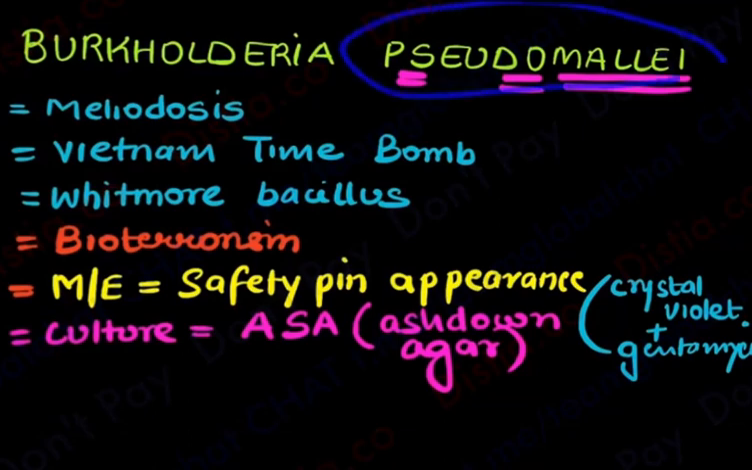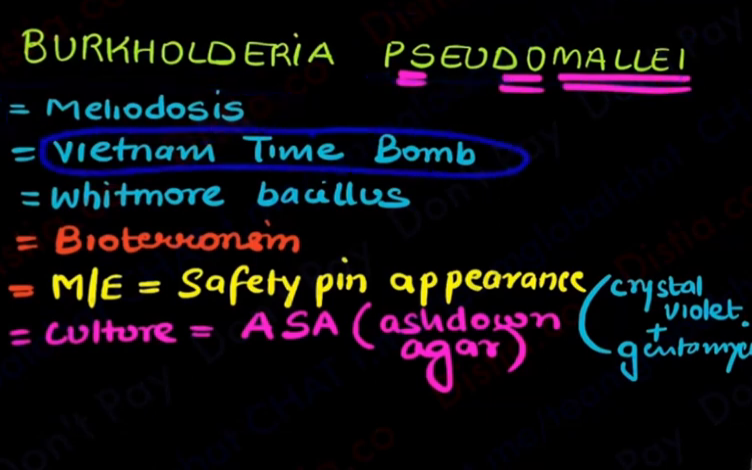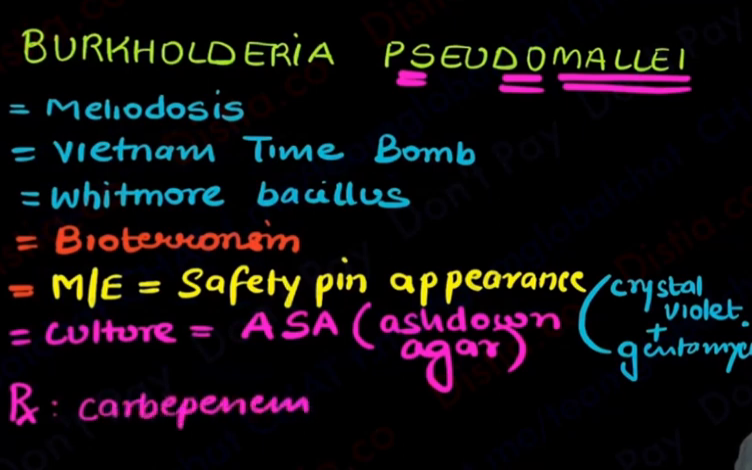Firstly, if they ask you melioidosis or glanders disease, the second one, you'll say melioidosis. Melioidosis is related to the Vietnam time bomb, the Whitmore bacillus, so I will remember it is dangerous, bioterrorism, everything will come down to ashes, so Ashdown medium, and I need safety against all of this. What is the treatment? The treatment is going to be carbapenem and imipenem. This is Burkholderia pseudomallei, which means now we are ready for the other one.